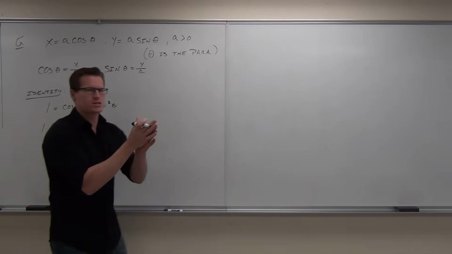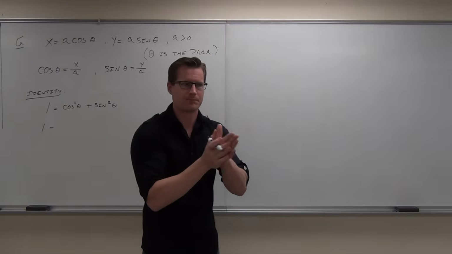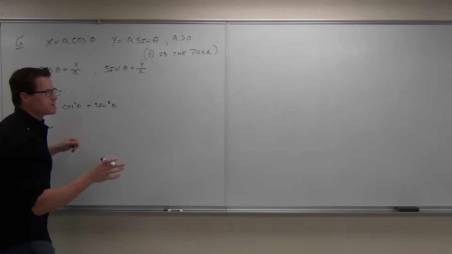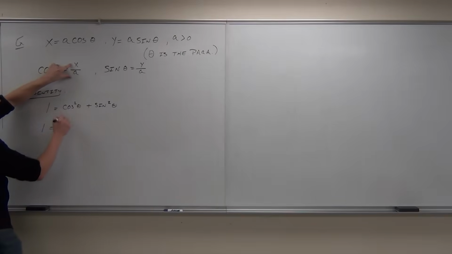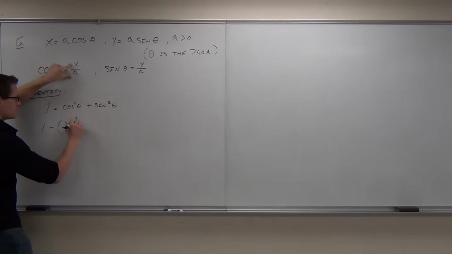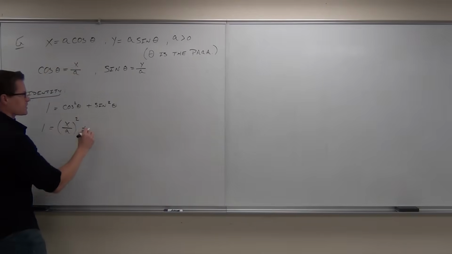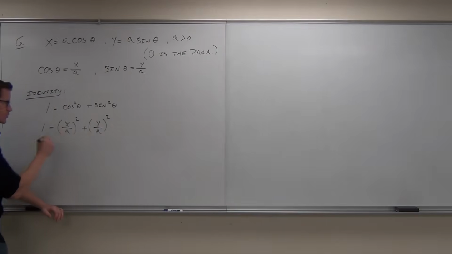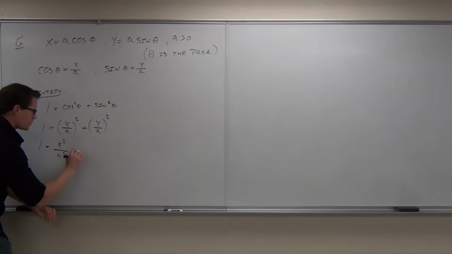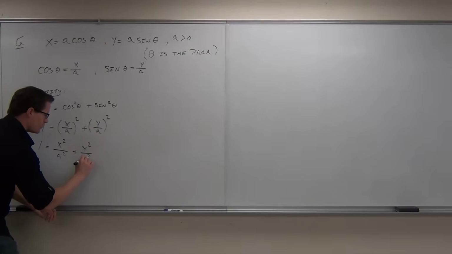Tell me, everybody, what is cosine theta? X over a. So if I have cosine theta equals x over a, cosine squared theta is x over a squared, plus, what's sine squared theta? Yeah, exactly right. If I square both those things, we get x squared over a squared plus y squared over a squared. Oh my gosh, you know what?